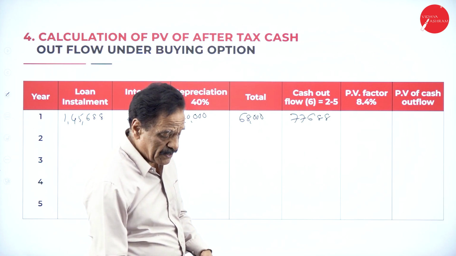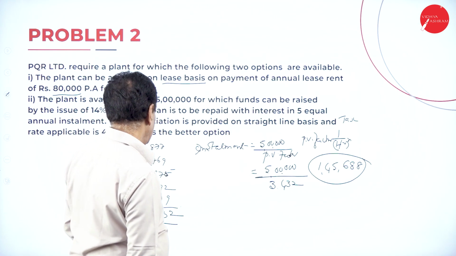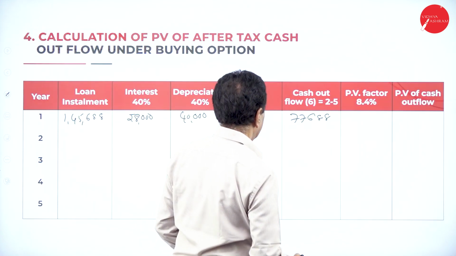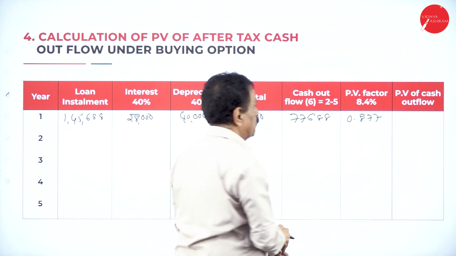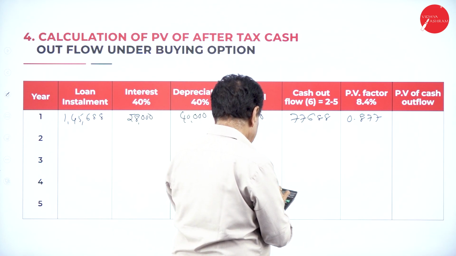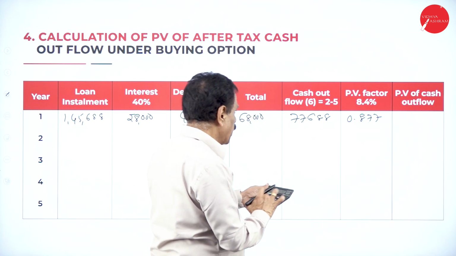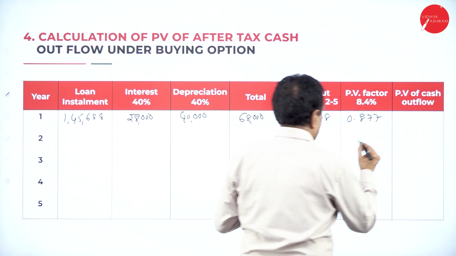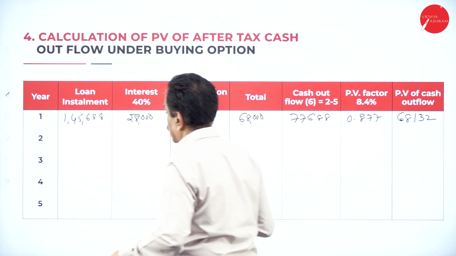Your discount factor in the first year, we already calculated. See that? What is the first year? 0.877. First year 0.877. Multiply the cash outflow: 77,688 into 0.877 is 68,132.